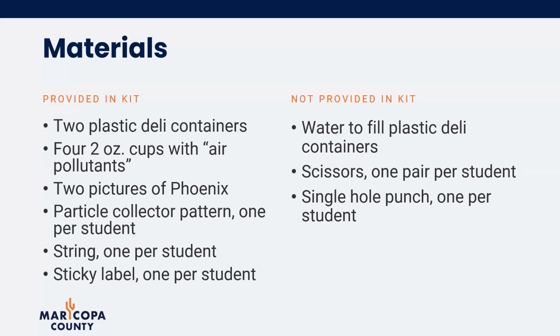First, gather necessary materials. Provided in the kit, you will find 2 plastic deli containers, 4 2-ounce cups with air pollutants, 2 pictures of the city of Phoenix, particle collector patterns, string, and sticky labels. Not provided in the kit are water to fill the plastic deli containers, scissors, and a single hole punch.